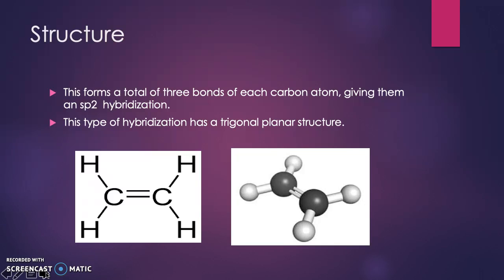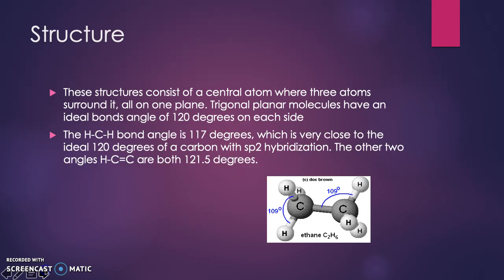This ethylene structure forms a total of 3 bonds on each carbon atom, giving an sp2 hybridization. This hybridization has a trigonal planar structure as seen below. These structures consist of a central atom where 3 atoms surround it, all on one plane. Trigonal planar molecules have an ideal bond angle of 120 degrees on each side.